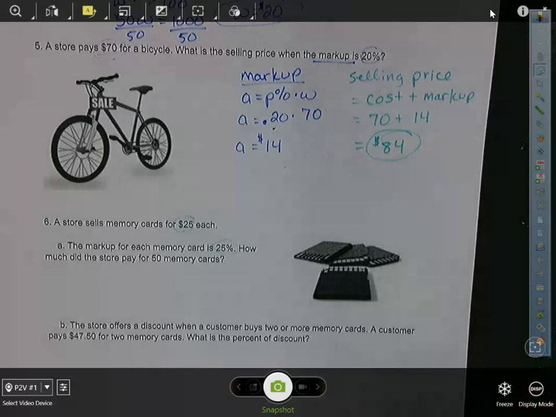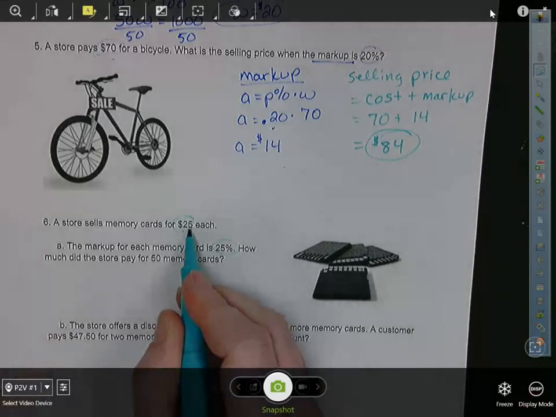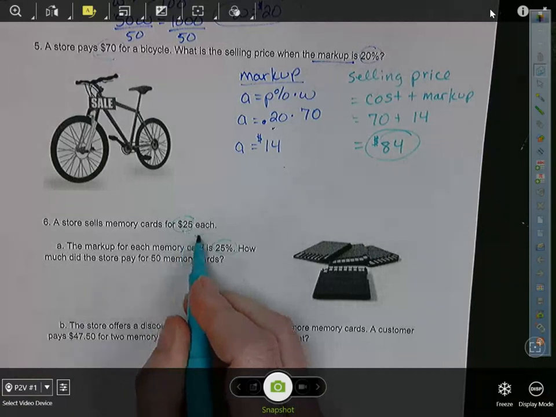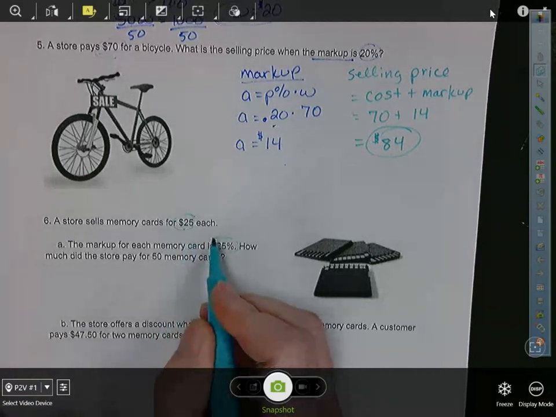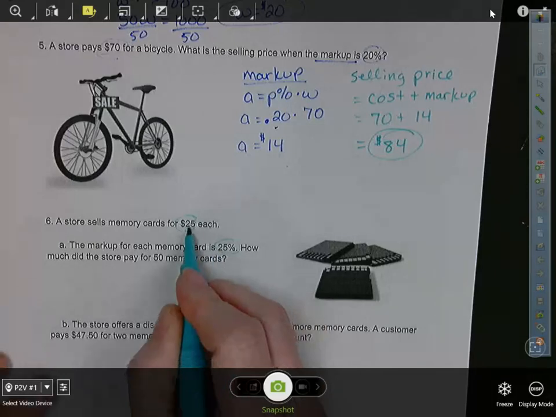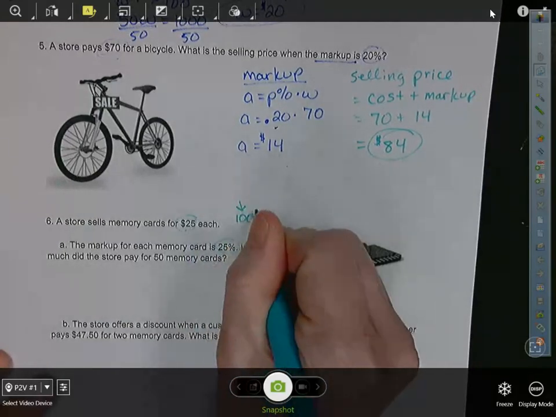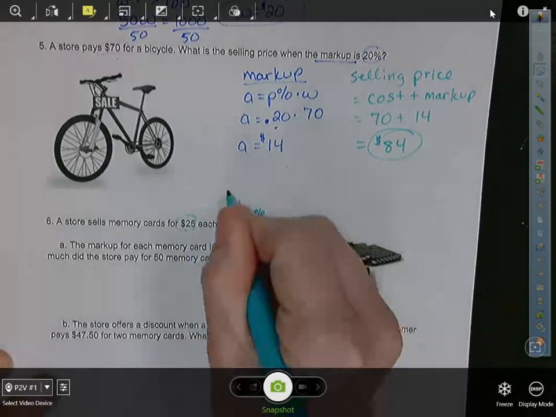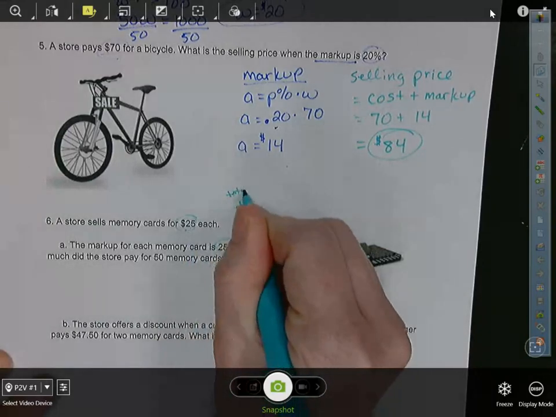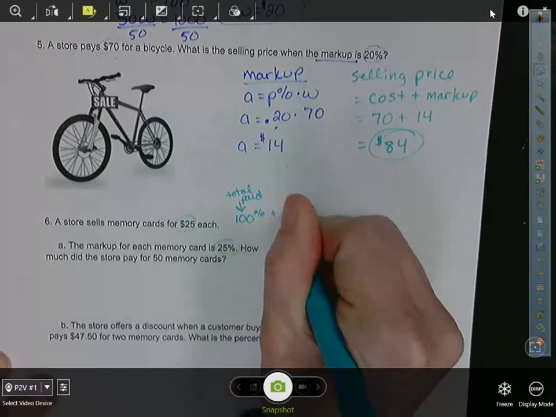All right, so this right here, this is how much the store paid plus 25% more. Now, how much the store paid would represent 100%. So 25 is the total amount that they paid in percentage wise. Okay, that's the total that they paid, plus their 25% markup.